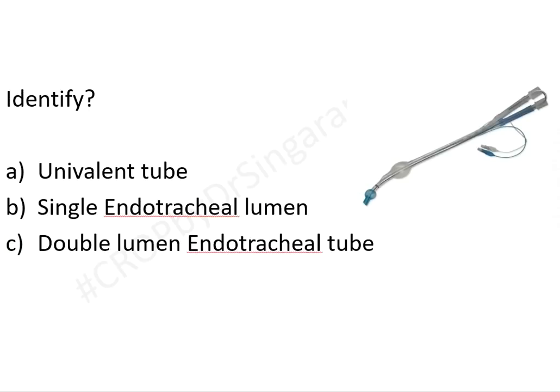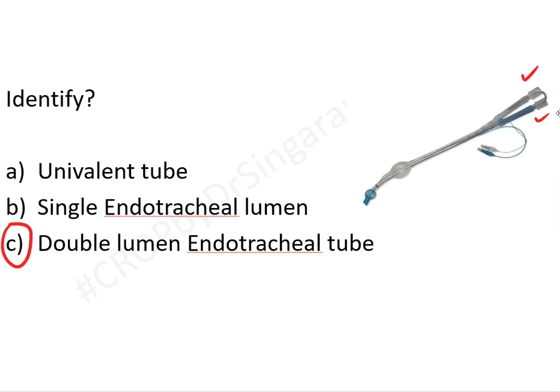The next one is also a relatively tough question because many students may not have seen this type of picture or this instrument in their undergraduation, but still we'll discuss it. Identify the tube. It is a straightforward question, one liner. It is a double lumen endotracheal tube. You can see that there are two lumens here. Once you enter the trachea, the tube divides into two, so that it will enter the two bronchi, or the two lungs, separately.